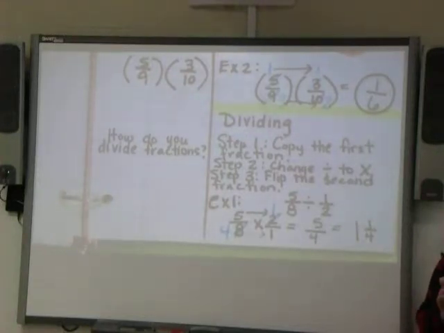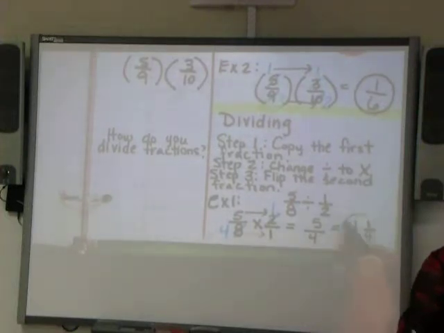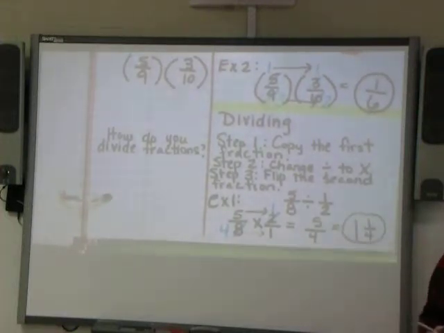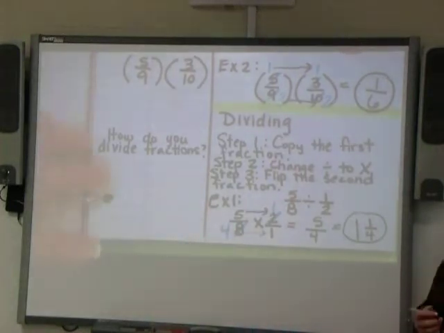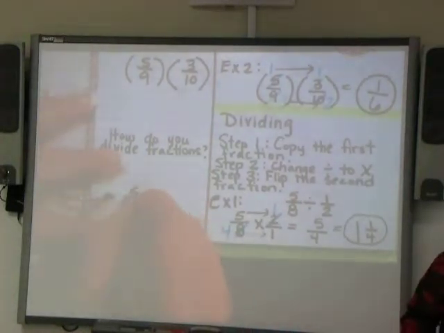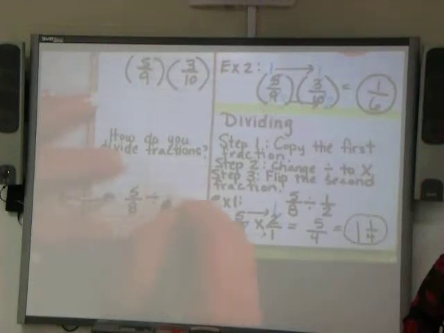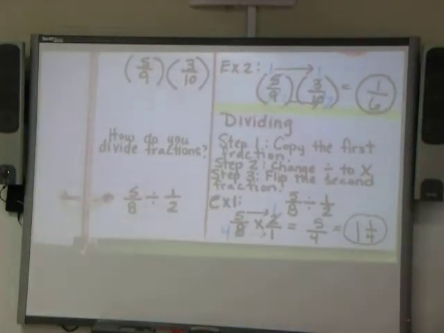Now again, if this is the EOG and you have this graded response, 5/4, you have to put in your improper fractions. You cannot put in mixed numbers in graded responses. So now let's take this original problem, not the one we've changed it to, but the original problem out here on the side. We have 5/8 divided by 1/2.